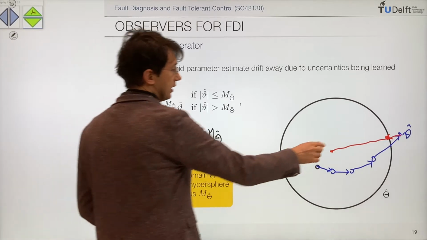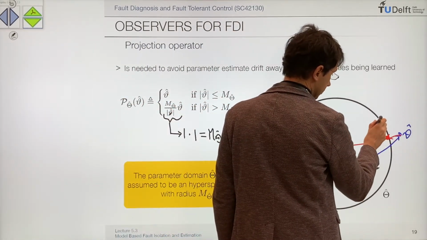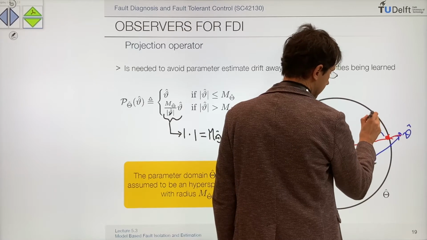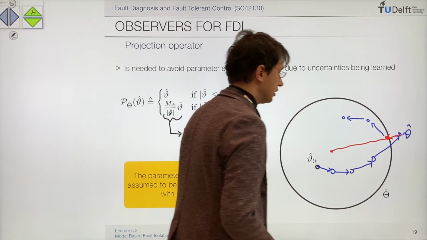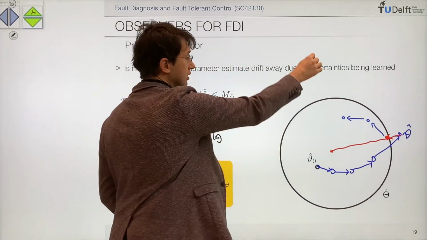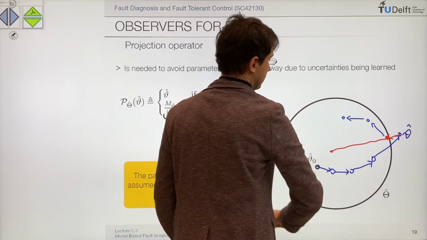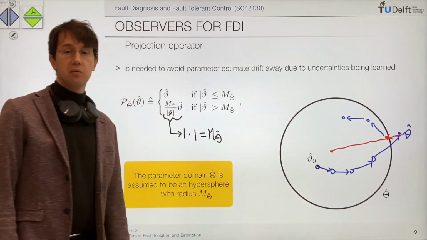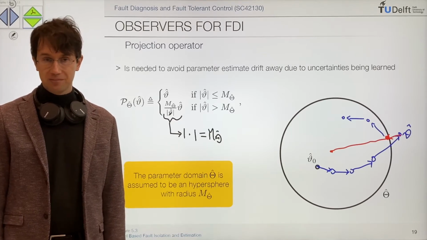So once you get here, your algorithm will continue computing steps and update, and as long as you are inside, they will not be projected. If you go outside, they get projected back to the circumference here. So this is the way the projection operator is combating parameter drift.